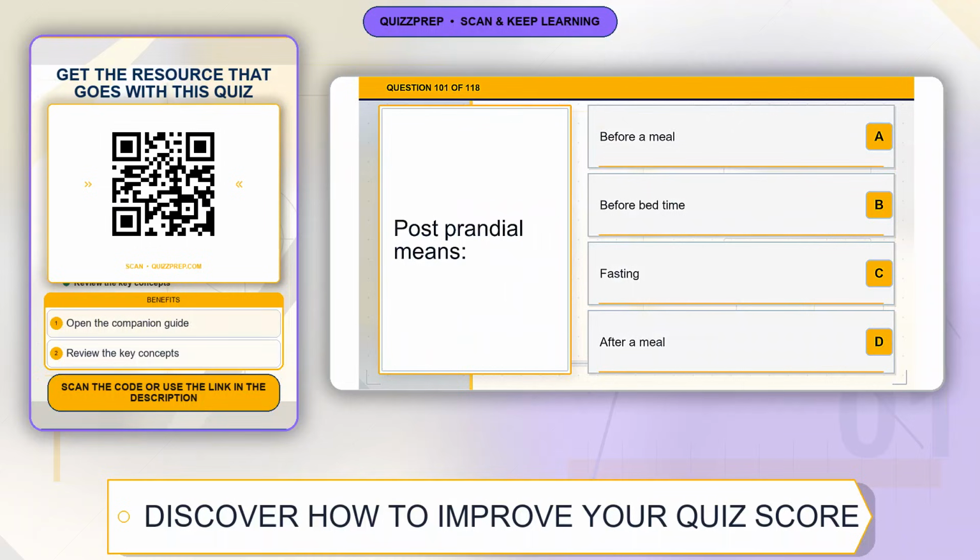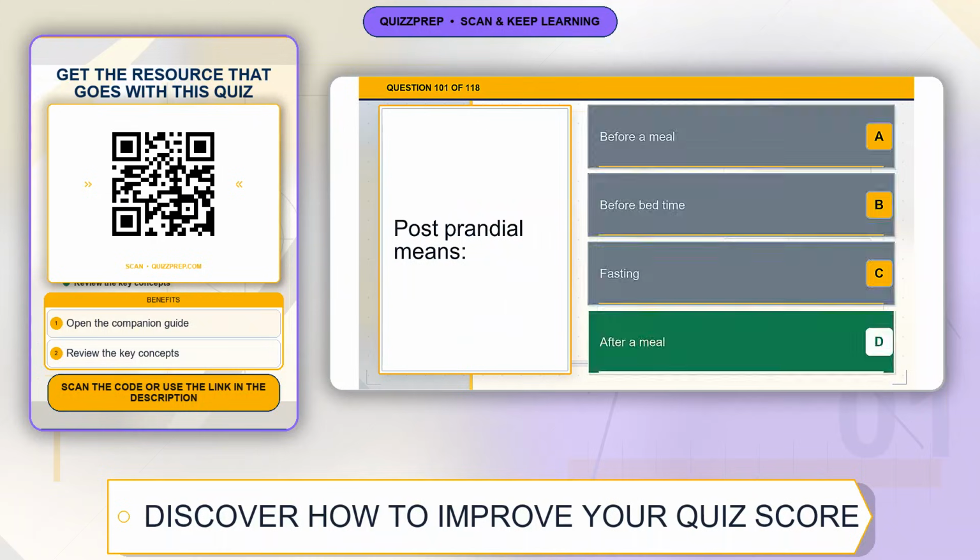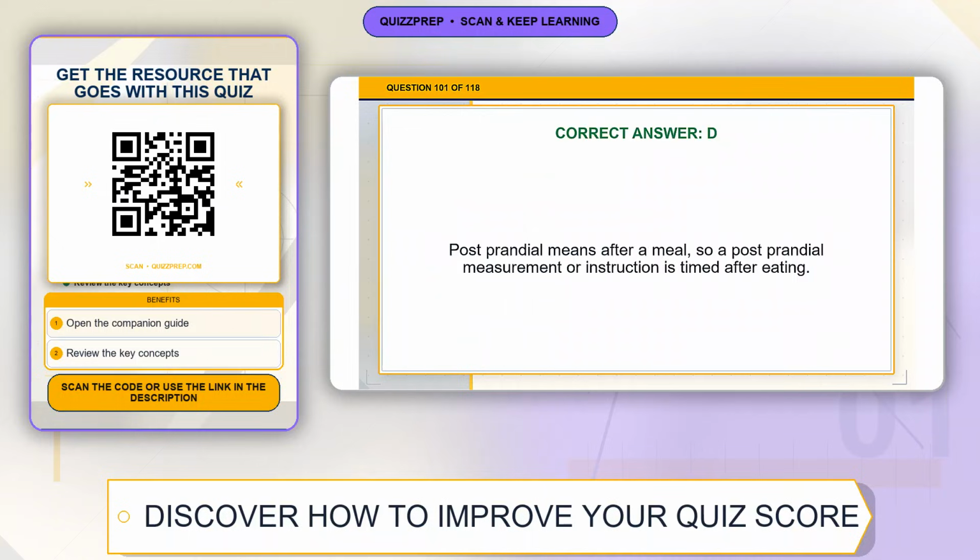Question 101. Postprandial means: Option A, before a meal. Option B, before bedtime. Option C, fasting. Option D, after a meal. The correct answer is option D, after a meal. Explanation: postprandial means after a meal, so a postprandial measurement or instruction is timed after eating.